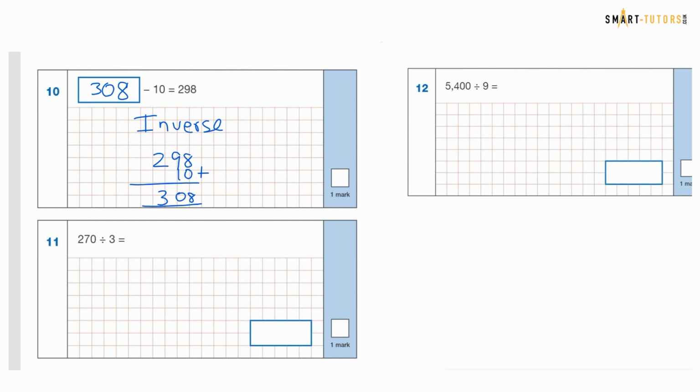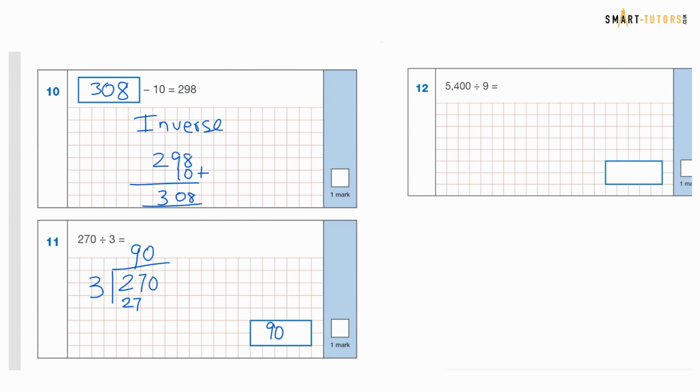270 divided by 3. So this is a 3-digit number divided by a 1-digit number. So 270 divided by 3. So 3 doesn't go into 2, but it goes into 27 9 times. And then 3 obviously goes into 0, so it's 0. And so the answer is 90. Perfect. So straight away 3 times 9 is 27. For 0, 0, answer is 90.